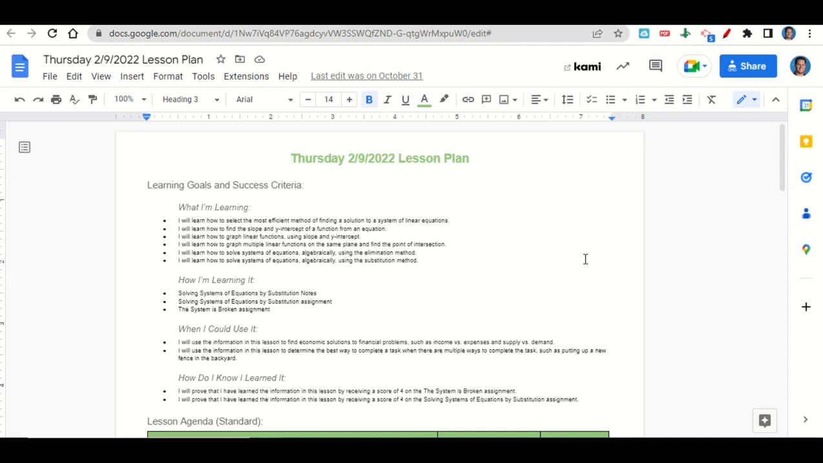When can we use this information? To find economic solutions to financial problems, such as income versus expenses and supply versus demand, and to determine the best way to complete a task when there are multiple ways to complete the task, such as putting up a new fence in the backyard.